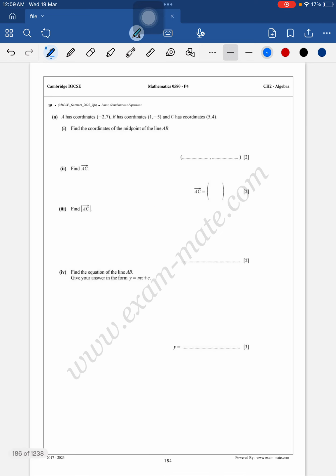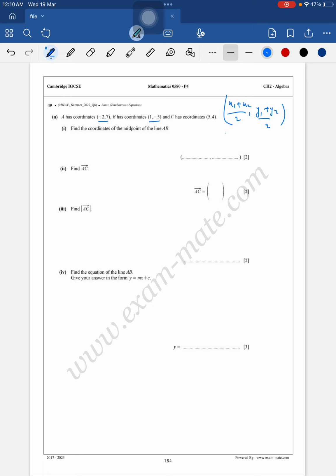Clear? Question number 49. A has coordinates minus 2, 7, B has coordinates 1, minus 5, C has coordinates 5, 4. Find the coordinates of the midpoint of the line AB. A coordinate is this, B is this. So the midpoint formula is (x1 plus x2) upon 2, (y1 plus y2) upon 2.